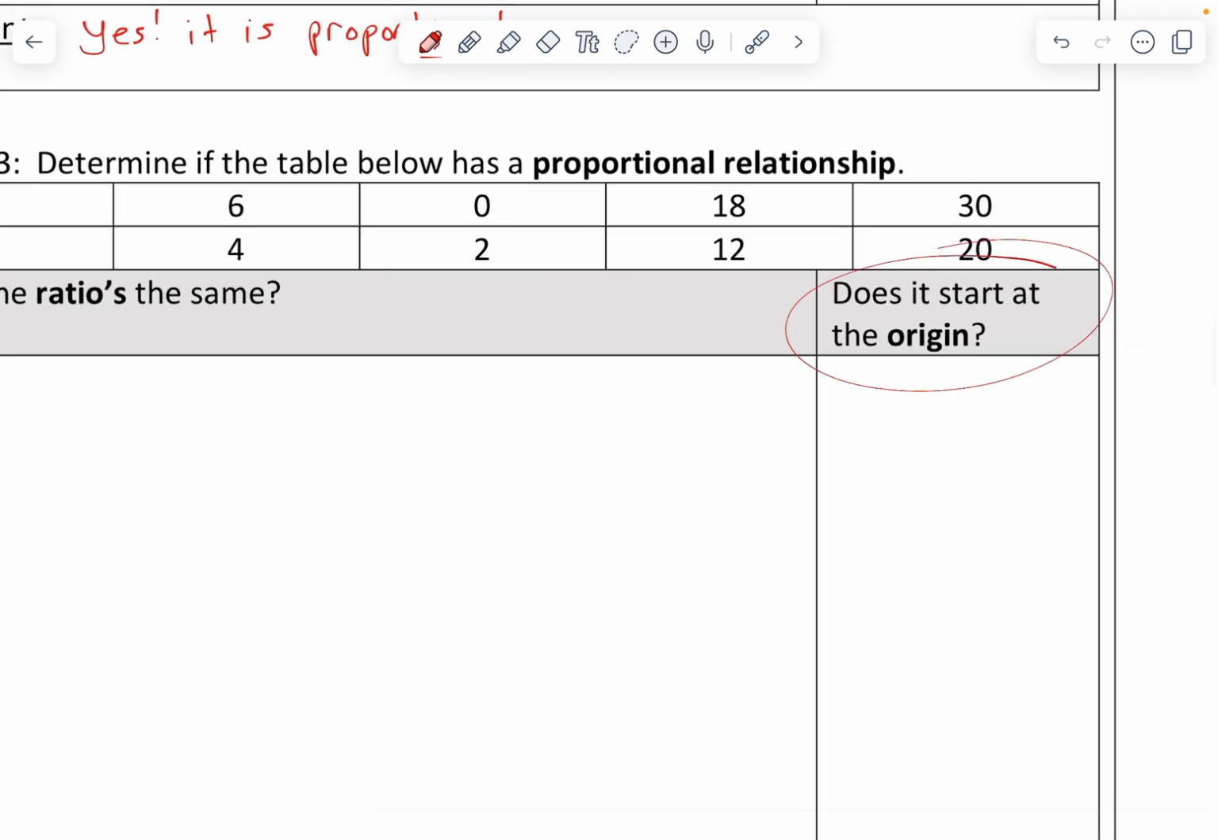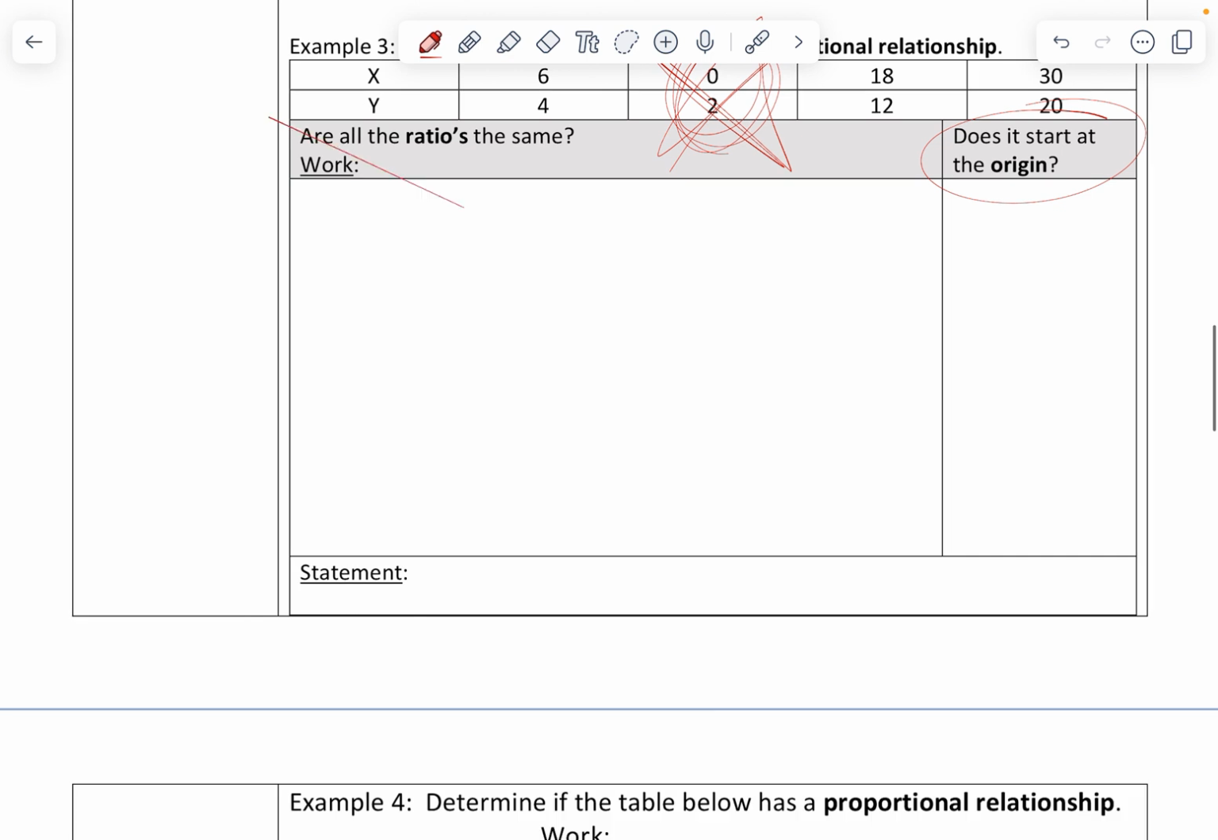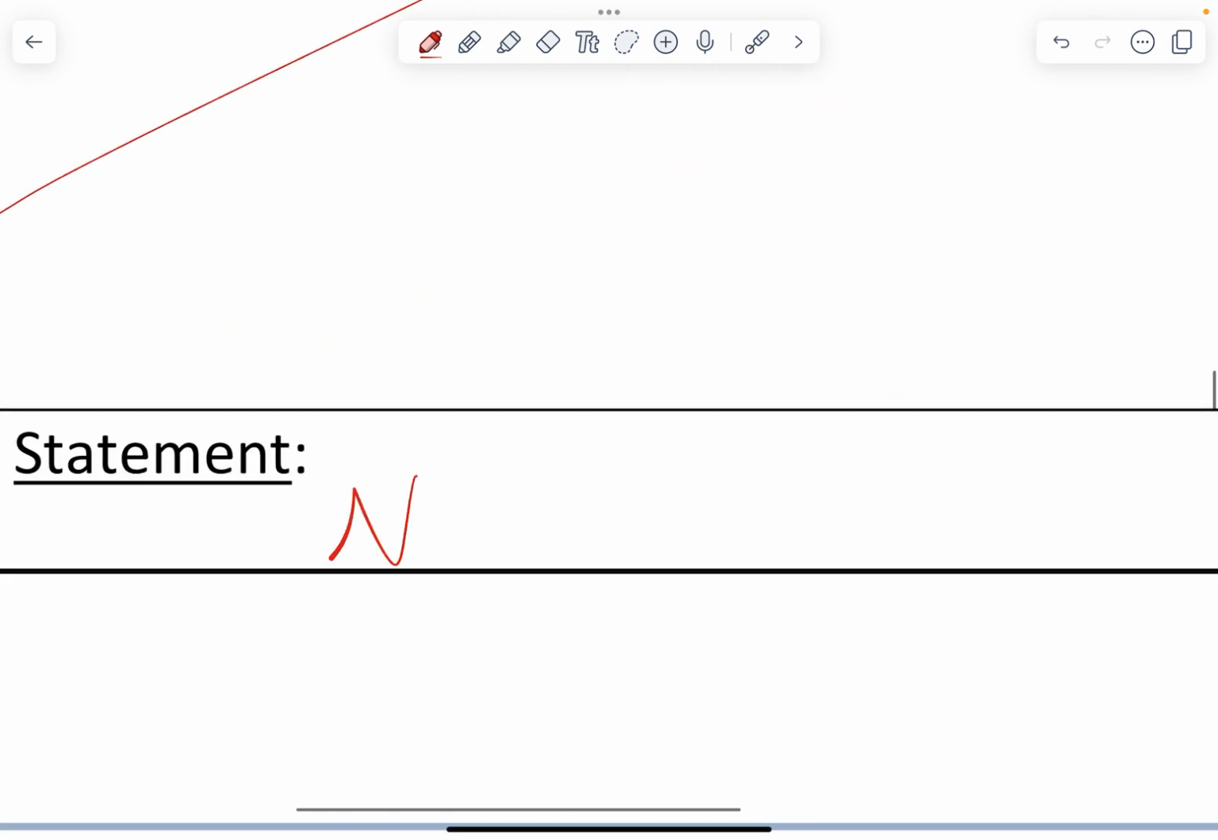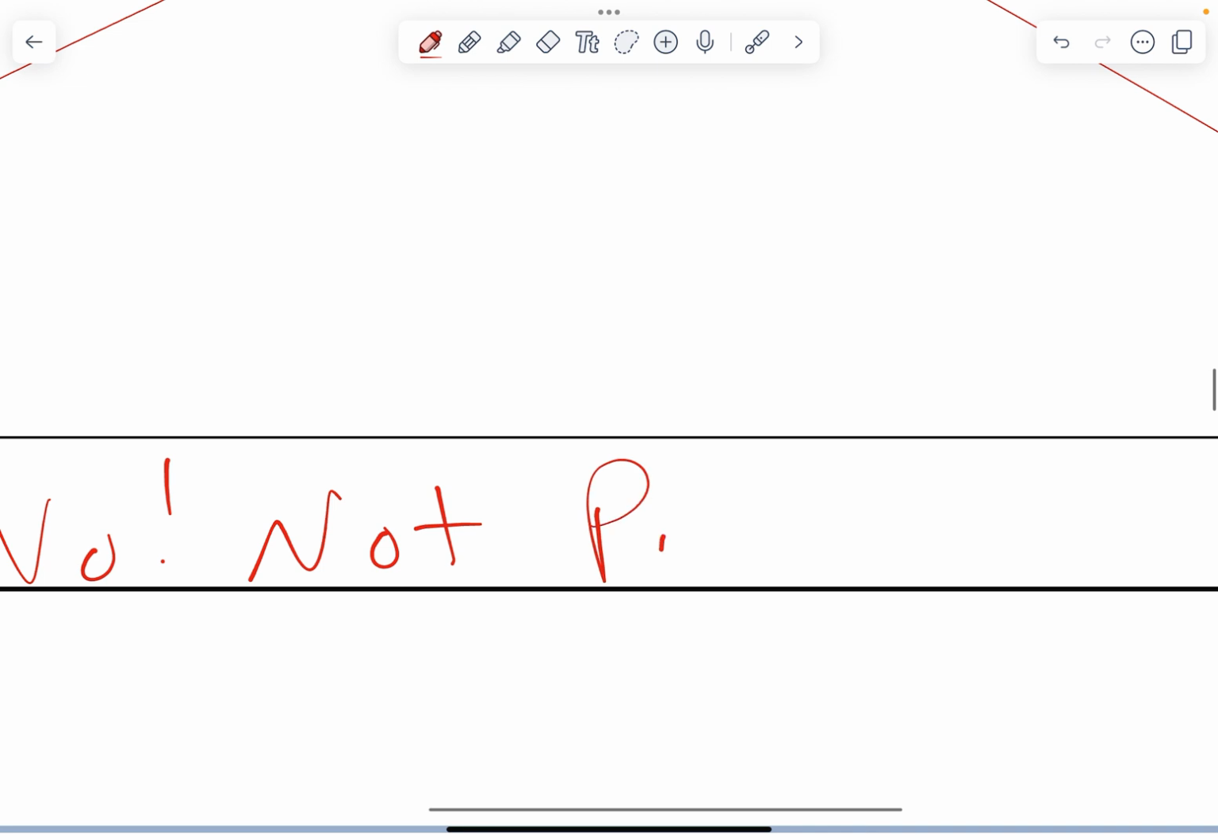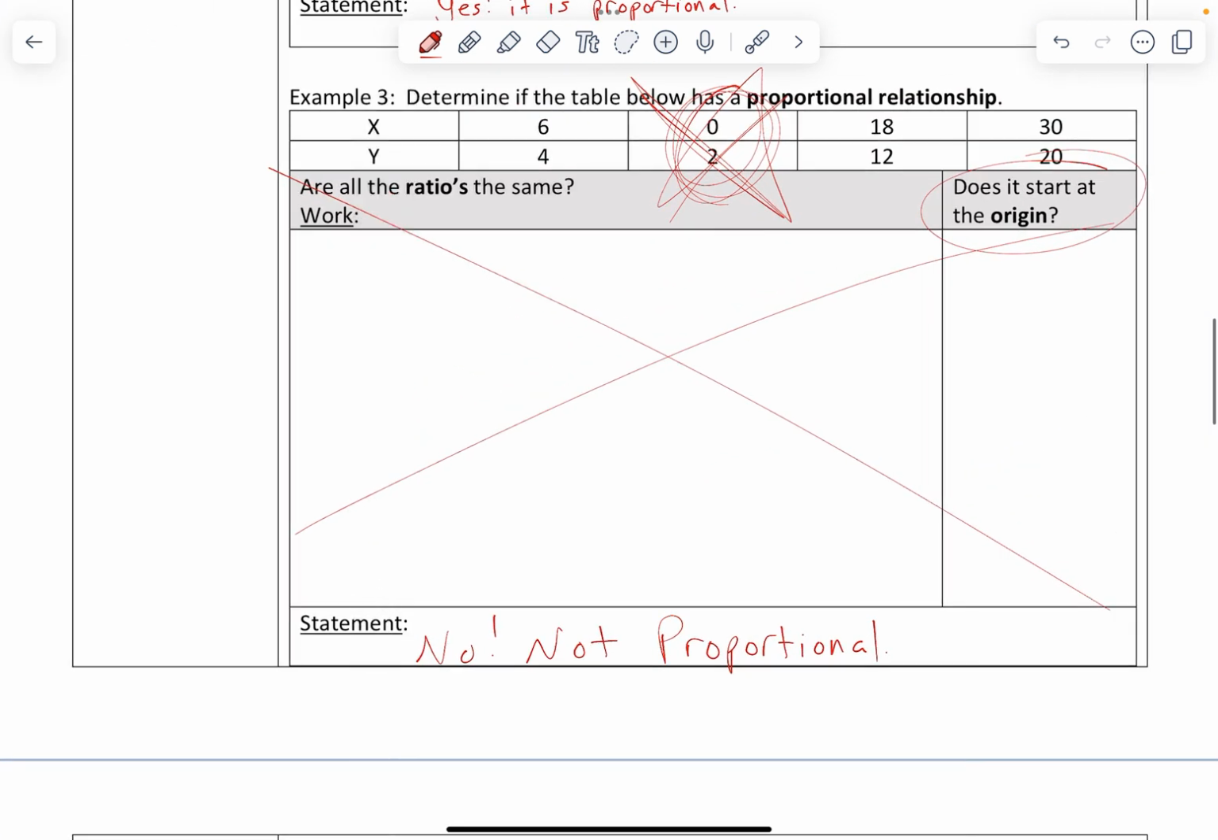Okay, do we start at the origin? Is 0 paired with 0? No, it is not. Easy. No. Not proportional. We got to follow both rules, you guys. And if it doesn't, you can just stop and say, ha, that's way too easy. Thank you for helping me out.